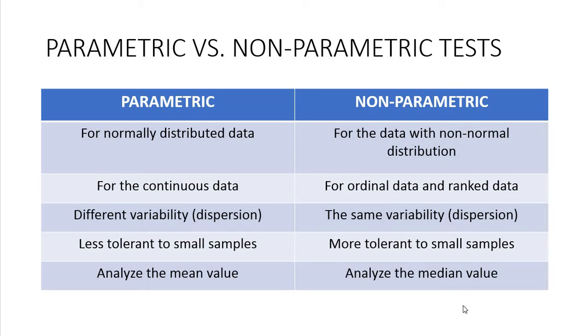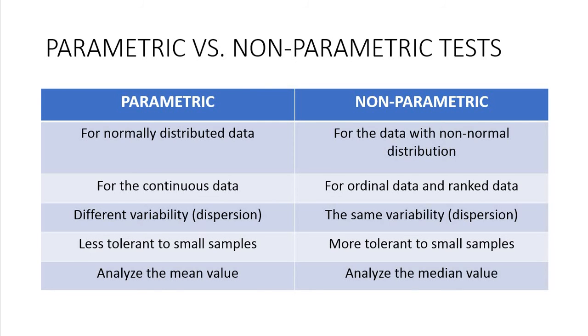Parametric tests are less tolerant to small samples, so you are likely to obtain statistically insignificant results using parametric tests when your sample is small, and non-parametric tests are more tolerant to small samples. So that's why parametric tests are usually used when you have a large mass of data, like when you perform some extensive research and you collect many observations, then it would be appropriate to use a parametric test. However, when your sample is relatively small, then it's better to use a non-parametric test.